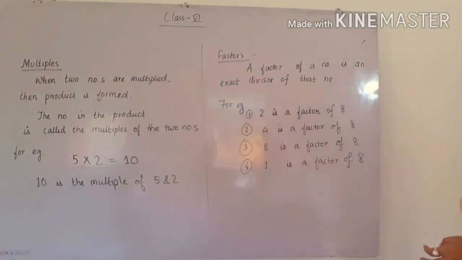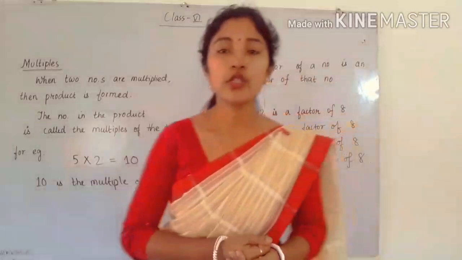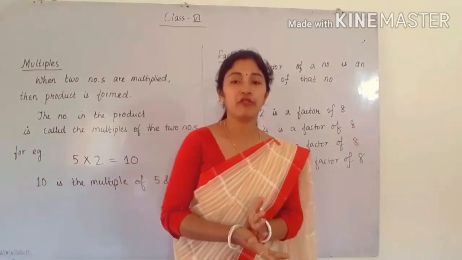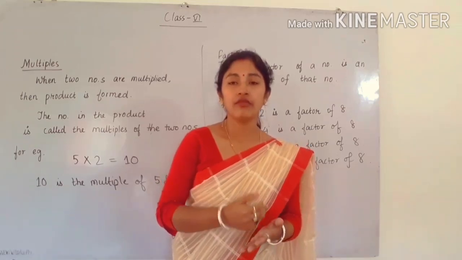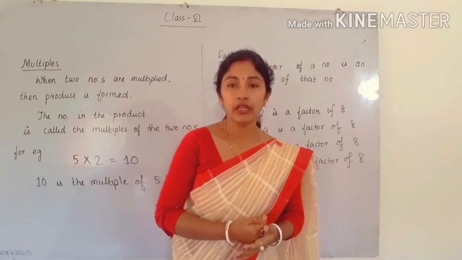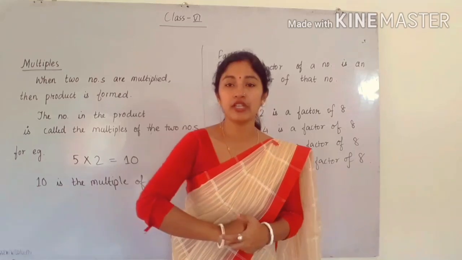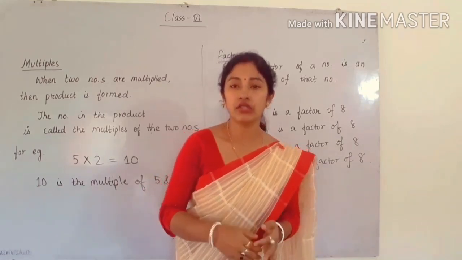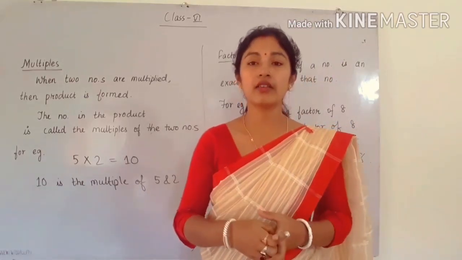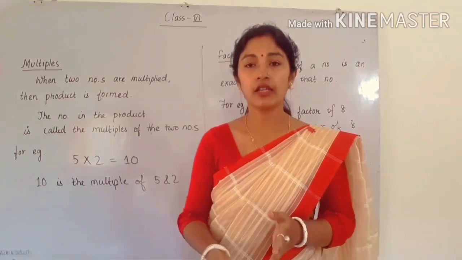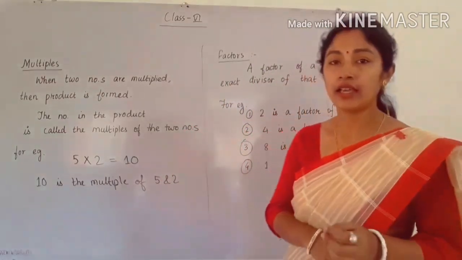Next, come to factors. A factor of a number is an exact divisor of that number. That means a number which fully divides another number. For example, suppose I take the number 8. When we divide 8 by 2, the remainder is 0. That means 8 is divisible by 2. Similarly, 4 is divisible by 2. That is called an exact divisor. The meaning of exact divisor is that when we divide one number by another and the remainder is 0, it is said to be an exact divisor.